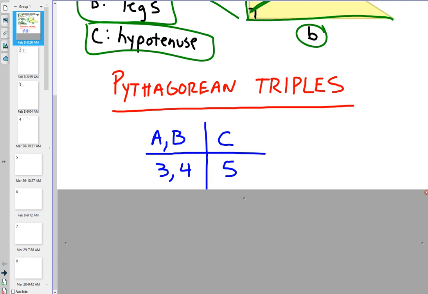What is 3 squared? Please don't say 6. No. It is 9. What is 4 squared? 16. What is 9 plus 16?